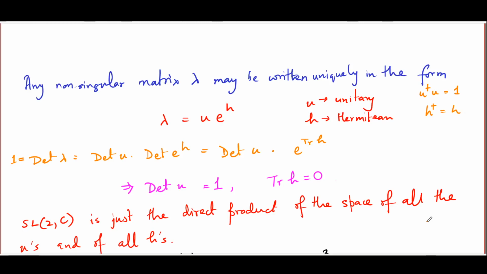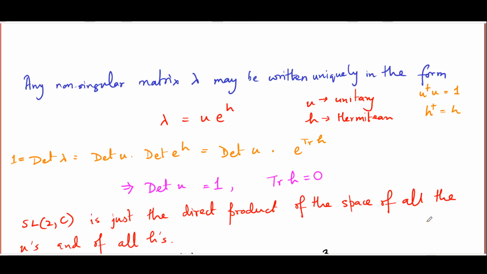Please don't confuse the statement of the direct product with a similar sounding statement about group properties. We are not claiming that SL2C as a group is a direct product of SU2 and the group of traceless Hermitian matrices. You can easily show that traceless Hermitian matrices do not even form a group under multiplication. What we are saying here is simply that there is a one-to-one correspondence between SL2C matrices on the one hand and pairs of SU2 and traceless Hermitian matrices on the other.